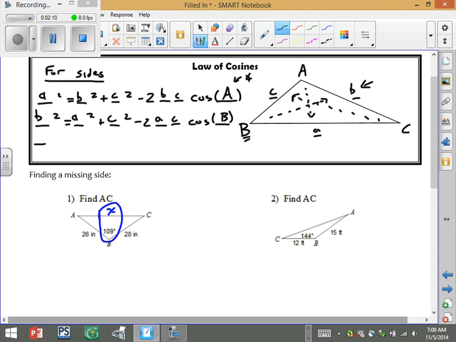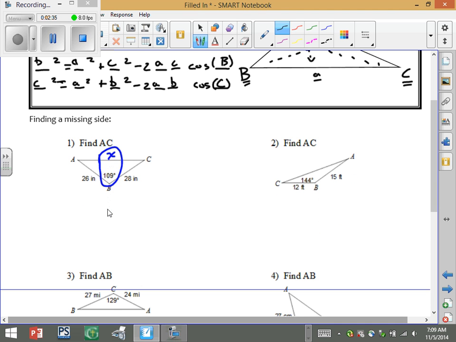And then finally, we could also solve this for angle C. And so if you put big C here, what's across from big C? Well, that's little c. And then a and b, a and b will drop into there. So we'll try this with number 1 here.